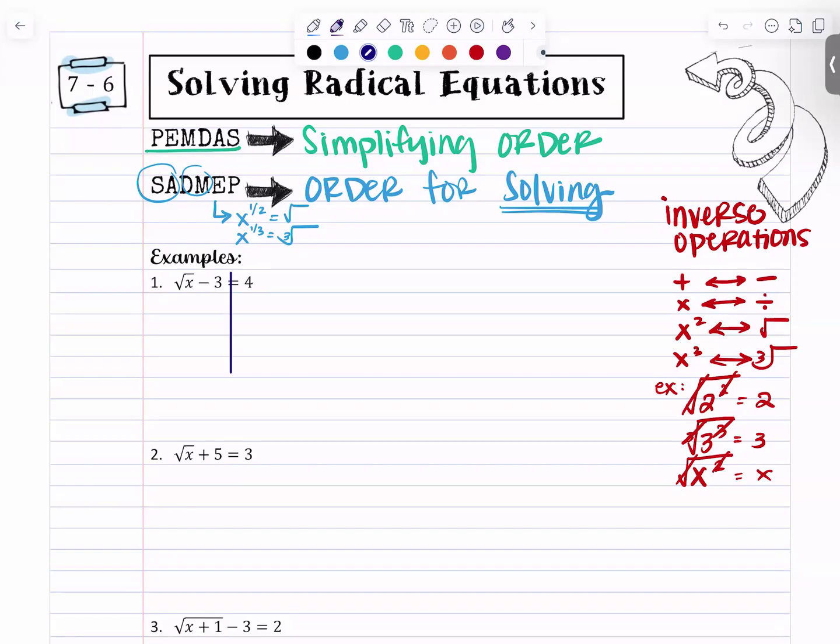And again, the benefit of watching videos, I told you this last semester, is that you can push pause whenever you want. So if I go way too fast, then you just have to pause me, I guess. So when it comes to solving, like I said, you're going to do SADMEPS.